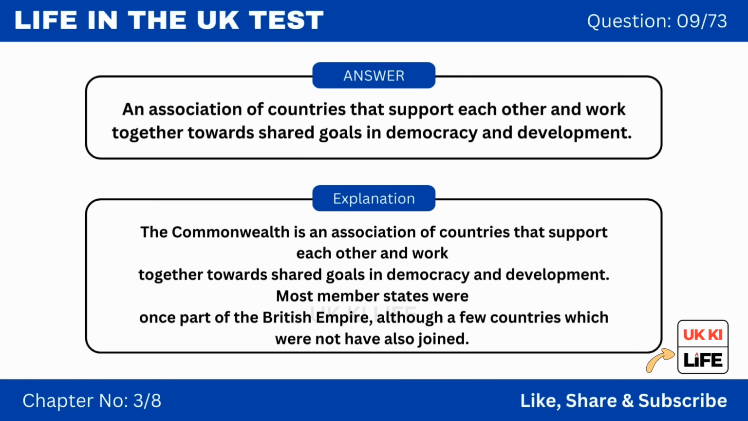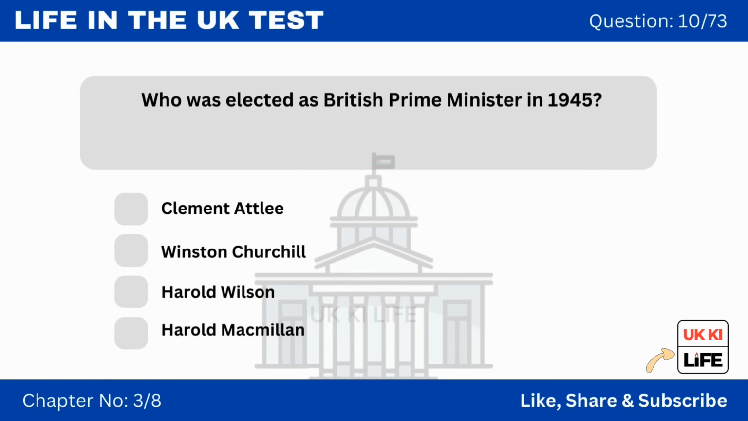Explanation. The Commonwealth is an association of countries that support each other and work together towards shared goals in democracy and development. Most member states were once part of the British Empire, although a few countries which were not have also joined. Question 10. Who was elected as British Prime Minister in 1945? Clement Attlee. Winston Churchill. Harold Wilson. Harold Macmillan.